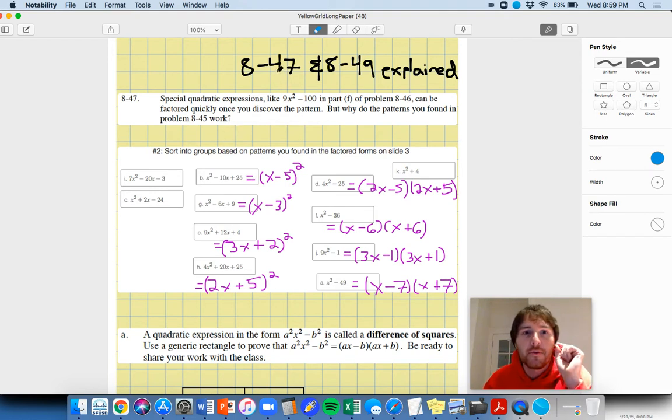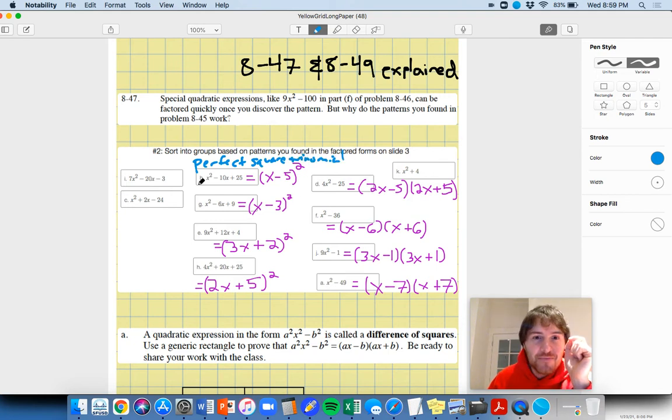So I'm going to go through problems 847 and 849 and get you to the perfect square trinomial shortcut, and then also the difference of squares shortcut. And that's what we're going to watch in this video.